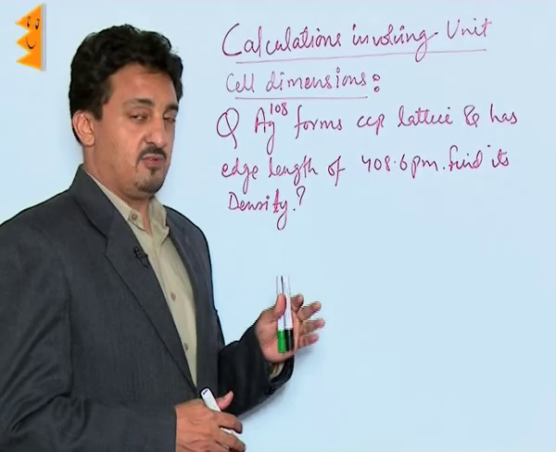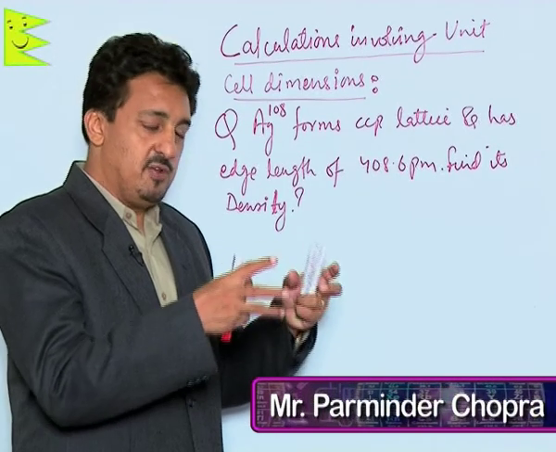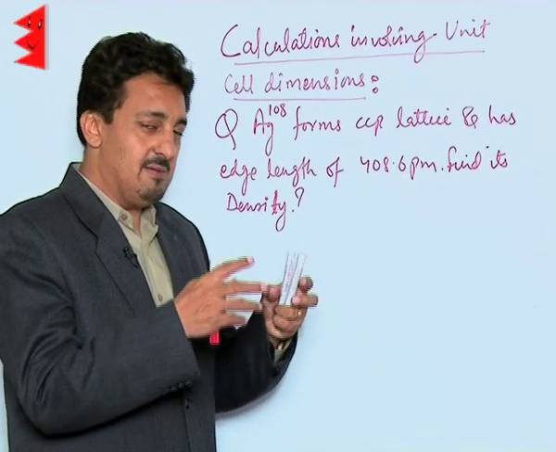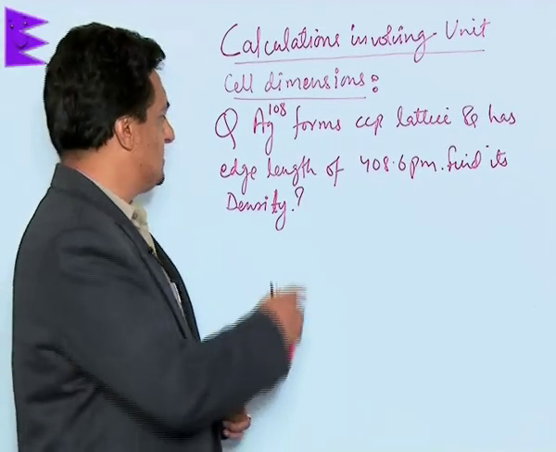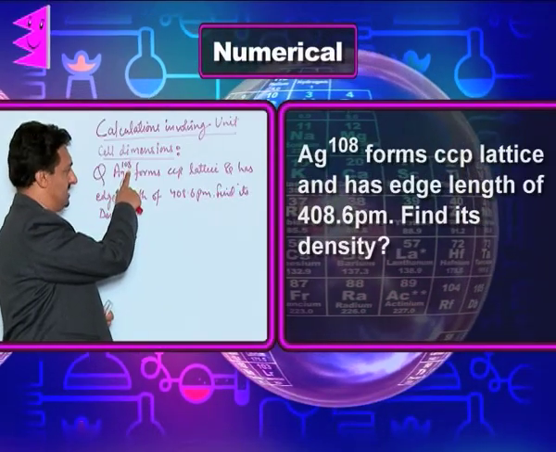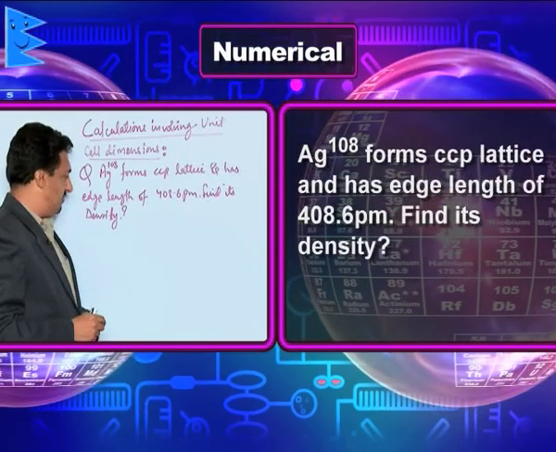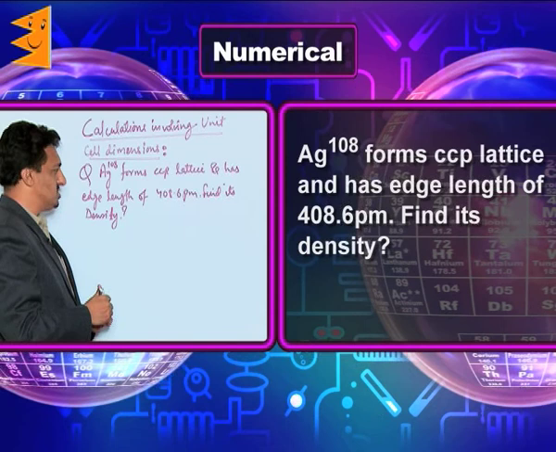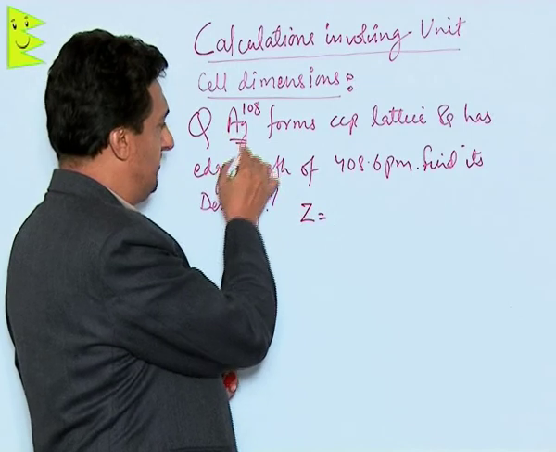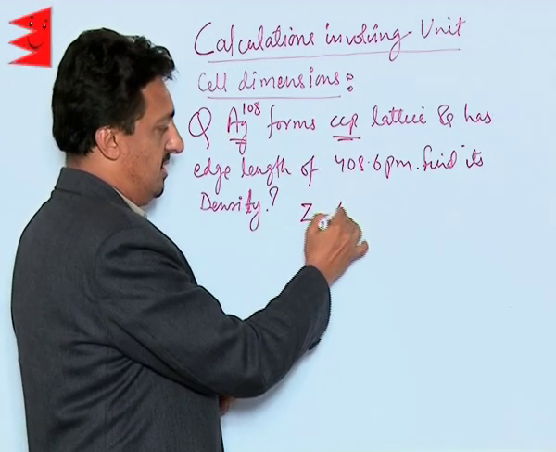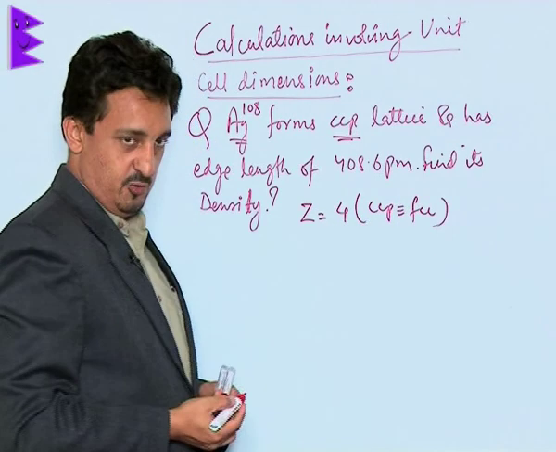Let us understand from an example how the density can give us valuable information, or how the information regarding the dimensions of a unit cell can be used to find out the density. The numerical is: silver, 108 being its atomic mass, forms a CCP lattice and has an edge length of 408.6 picometer. Find its density. So the information given to us is that Z is 4, since silver forms a CCP lattice, because CCP forms an FCC unit cell, which has Z equal to 4.